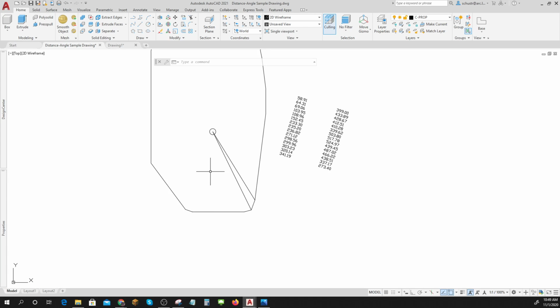My last one, if I were to do it, should end up here somewhere. So let me do the last one. I'm going to start at my center point and then type from where I am at. And my distance on my very last one is 273.40. So from where I'm at, 273.40 at an angle of, and it says over here, 341.19.